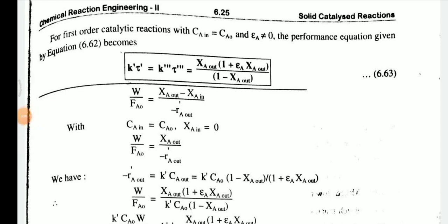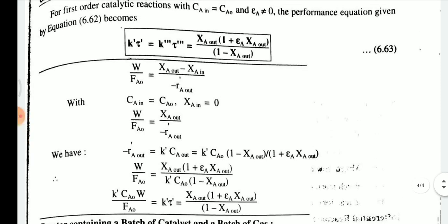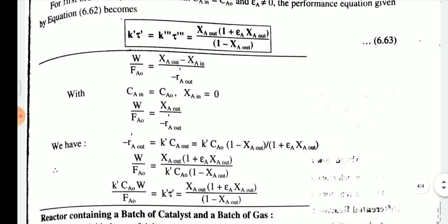So this calculation is given here. The calculation is that W by Fa0 is equal to Xa out minus Xa in by Ra dash out. Now in place of Ca we put Ca0 and in place of Xa in we put 0, so the above equation will become like this, because we are looking at a catalytic first order reaction. So the remaining term W by Fa0 Xa in, we have taken 0, so that becomes 0. So the remaining term is Xa out divided by Ra dash out. What will come in place of Ra dash? Ra out.